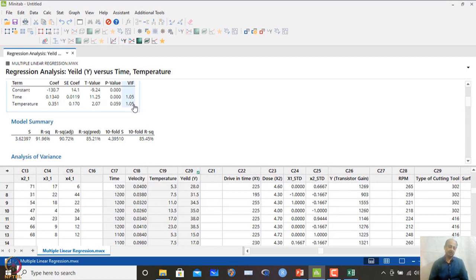And so, whether to include both the variables or not, that is the judgment that you have to take, but I will suggest to retain this one because this is improving the R square adjusted, and also 10 fold cross validation and R square predicted is also improving. So, we can retain this one.